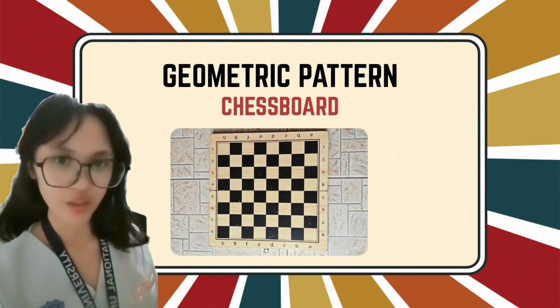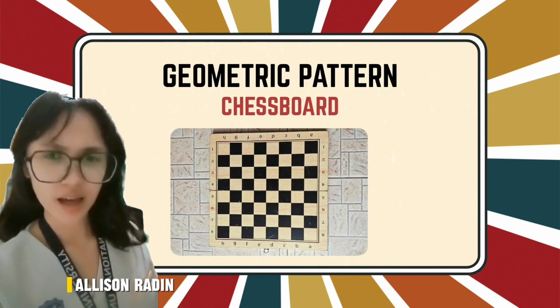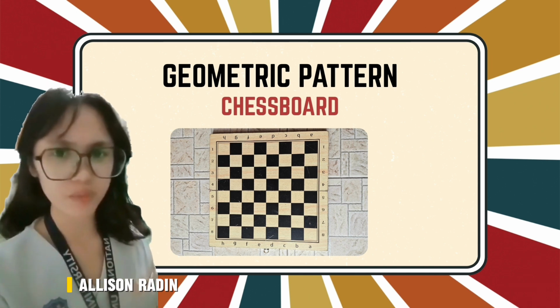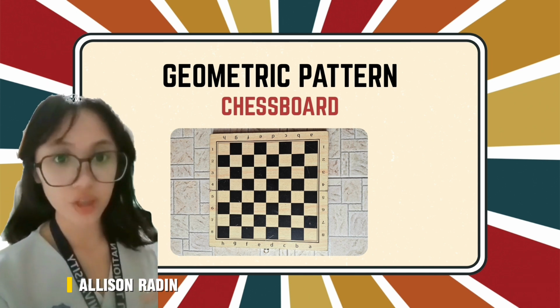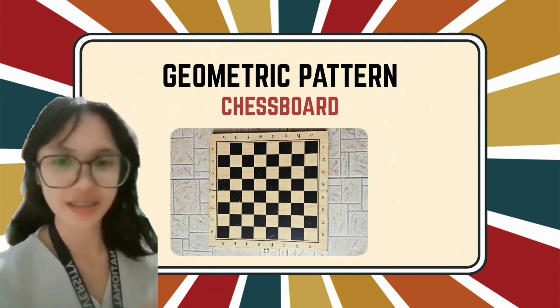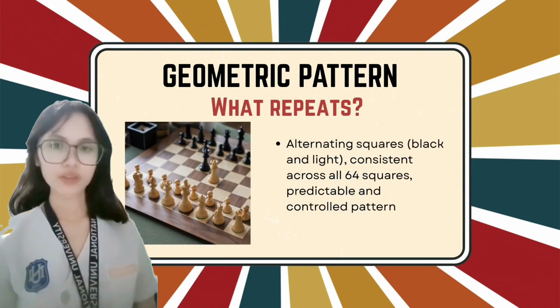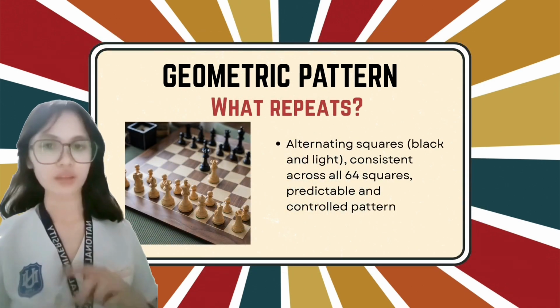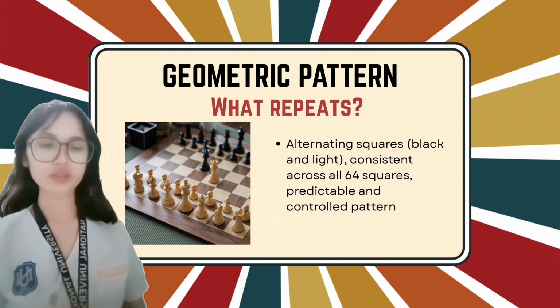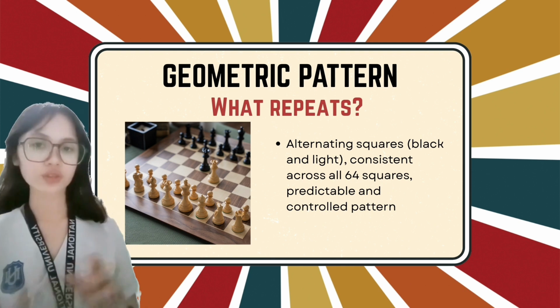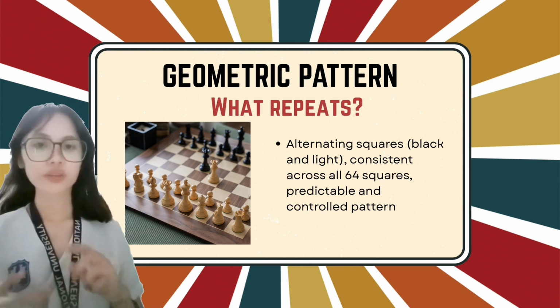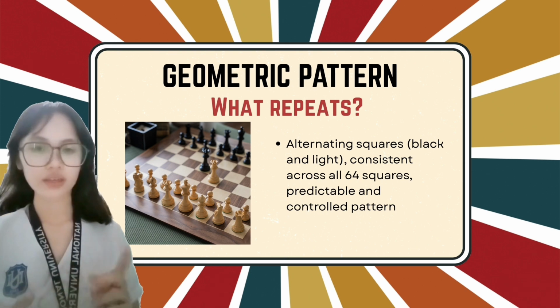For geometric pattern, we chose a chessboard because honestly, it's one of the clearest and most precise examples of repetition and structure. Very simple, pero malinis siyang tignan. Yung nagre-repeat dito is yung alternating squares, yung black, light, black, light. Super consistent siya kasi across all 64 squares, it's controlled, predictable, pattern na hindi talaga nasisira.